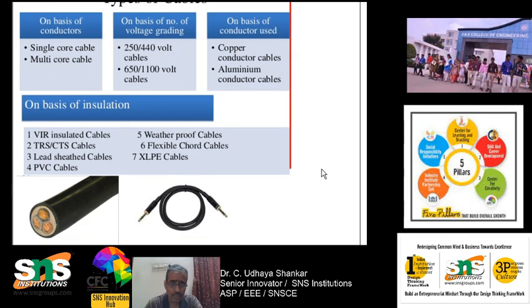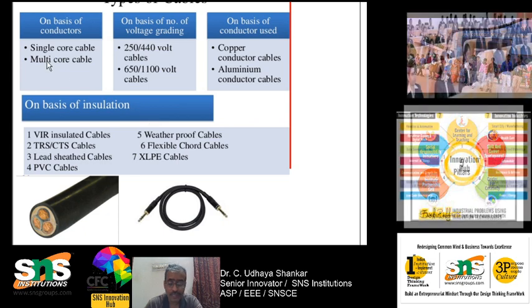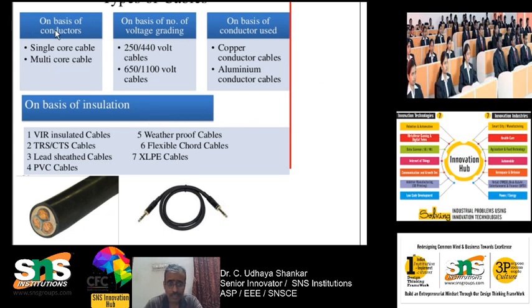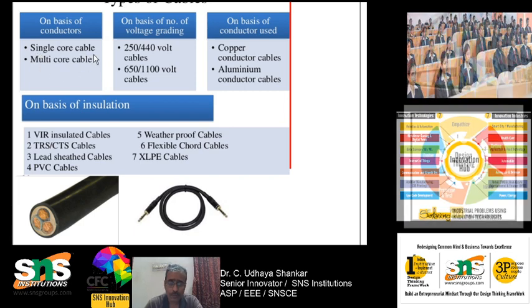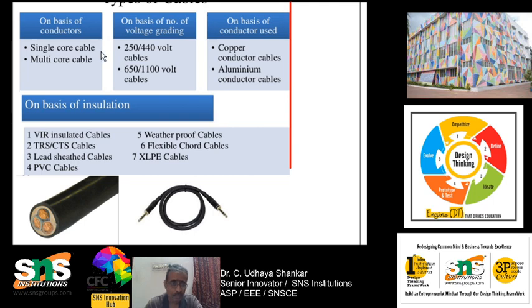Now we will move on with the cables. What are the different types of cables that are used in electrical engineering? There are many types. Based on conductors, we classify them as single core cable or multi core cable. Single core cables are normally used for lower power ratings, whereas multi-core cables will be used for high power ratings.